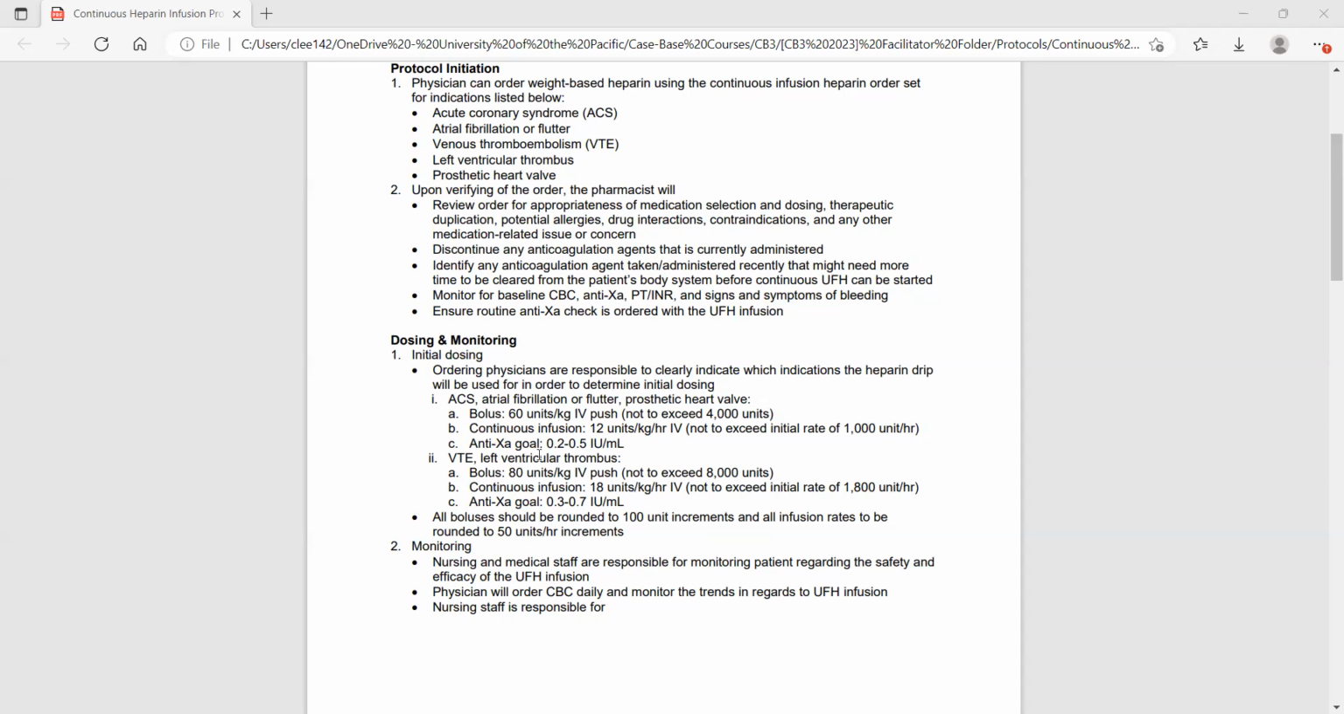And sometimes there will be different goals for the levels that we'll be getting based on the indications. And the levels that we'll be getting can be different from hospital to hospital. Most of the hospitals I see use anti-Xa, but there are some other hospitals that use aPTT. So those are just some things to take note of when you start in a new hospital.